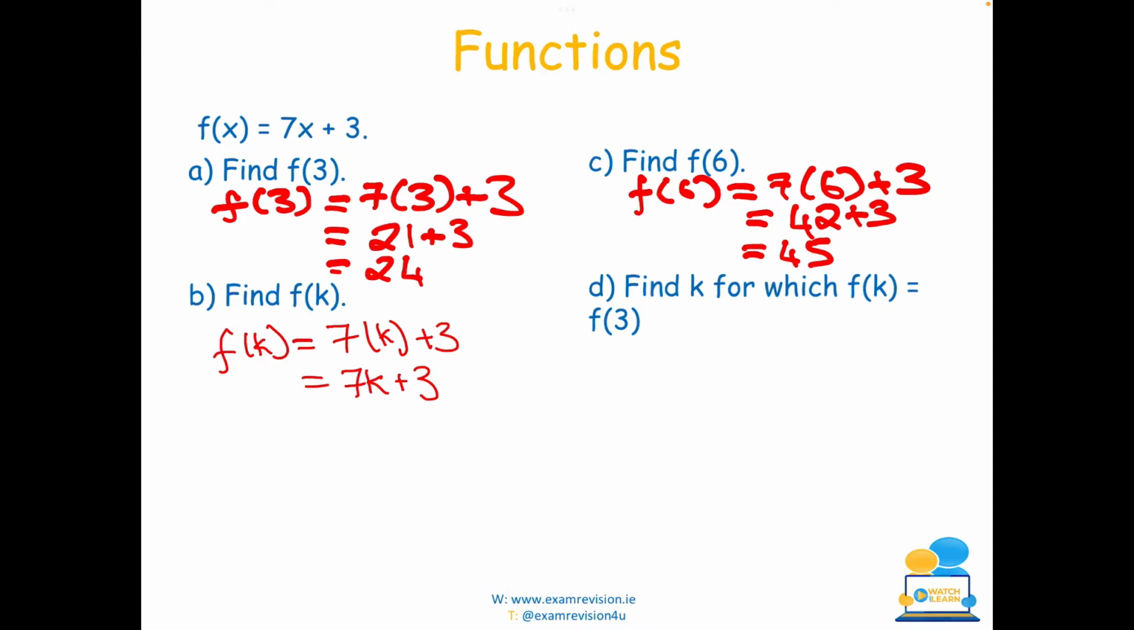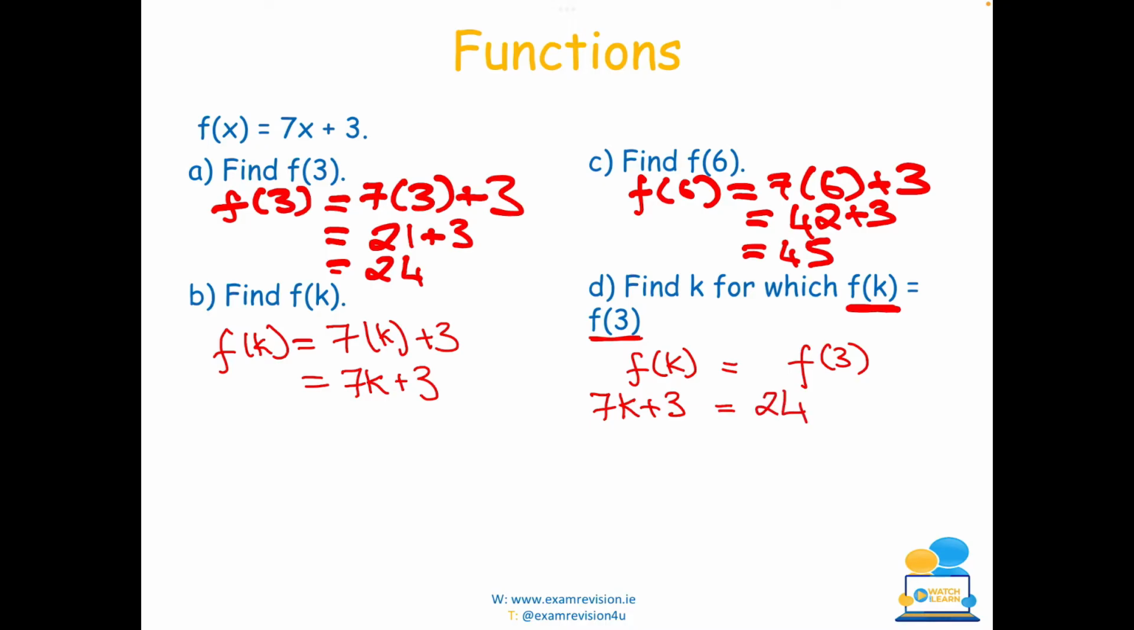So if you see here, we've already dealt with f of k above, and we've already dealt with f of 3. So now what we're going to do is we're going to let our answers from above equal each other. So f of k equals f of 3. Well, my value for f of k, when I substituted in k, I got an answer of 7k plus 3. And when I substituted in 3, I got an answer of 24.